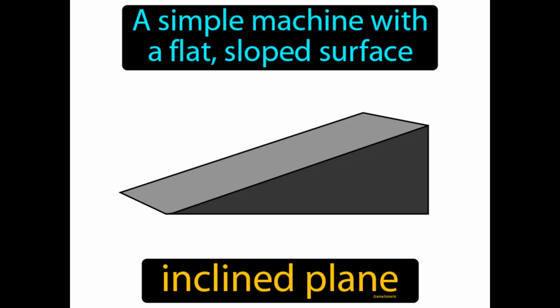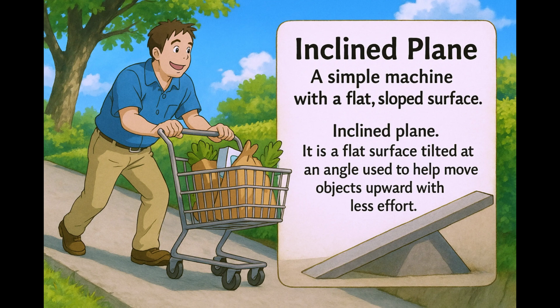A simple machine with a flat, sloped surface. Inclined plane. It is a flat surface tilted at an angle used to help move objects upward with less effort. Imagine trying to push a heavy shopping cart up a steep curb. Just like how using a ramp makes it easier to push the cart up instead of lifting it directly, an inclined plane helps move heavy objects to a higher elevation with less effort.